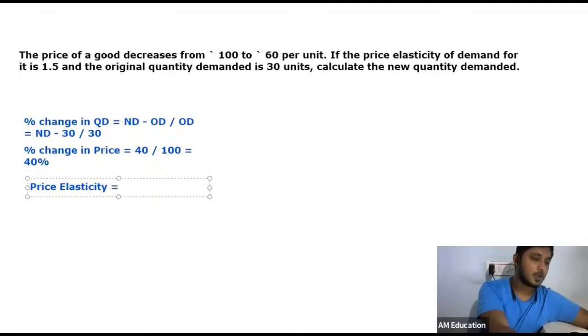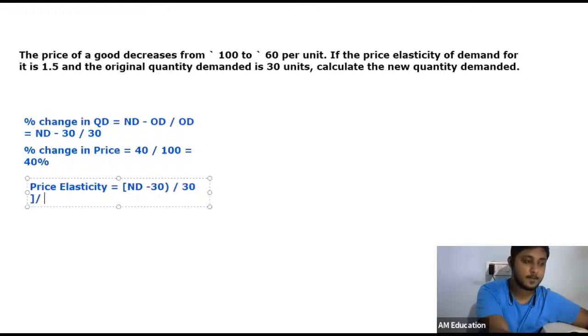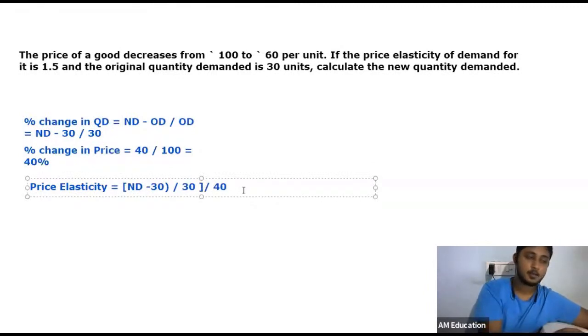So price elasticity is ND minus 30, divided by 30, whole divided by 40%, is equal to 1.5. Now can you substitute this, guys? Can you tell me how much is the new demand now?